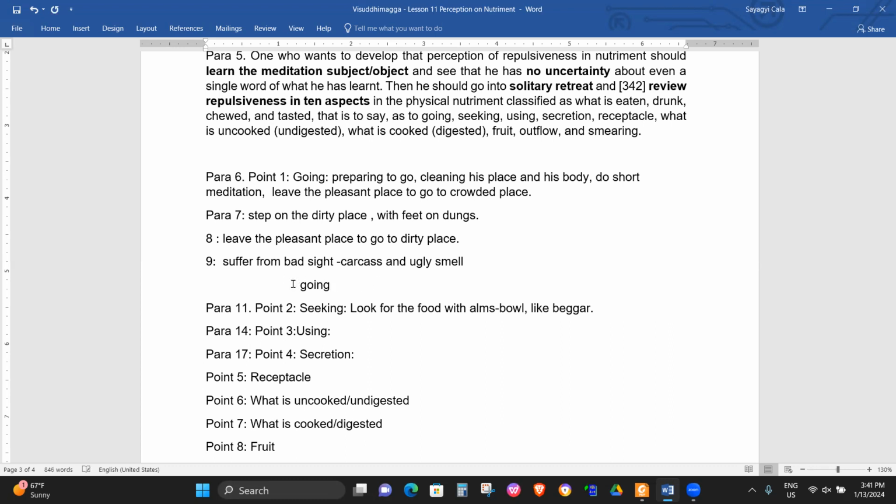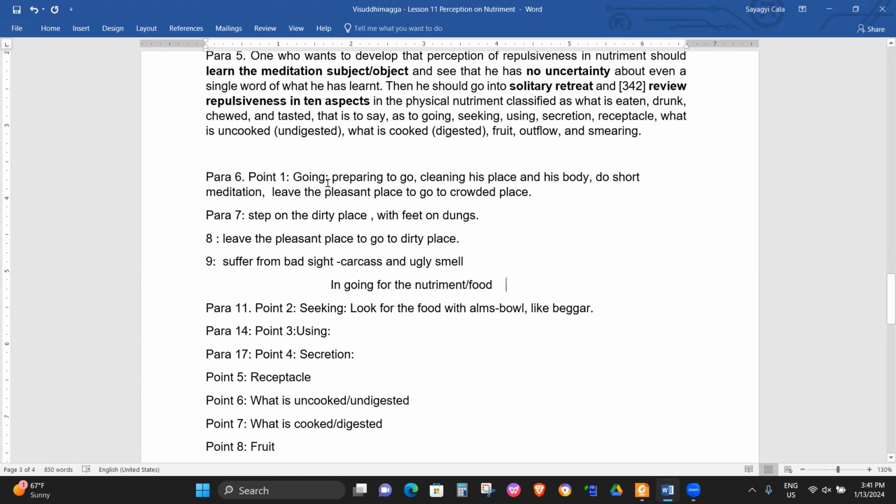Actually, quite a change. Okay, in seeking, yes. In going for the nutriment, for the food. Okay, this is a repulsive thing. Yes, somebody wants to say something? Just now you said nutriment is a repulsive thing. Nutriment may not be repulsive, but the process of getting it is.